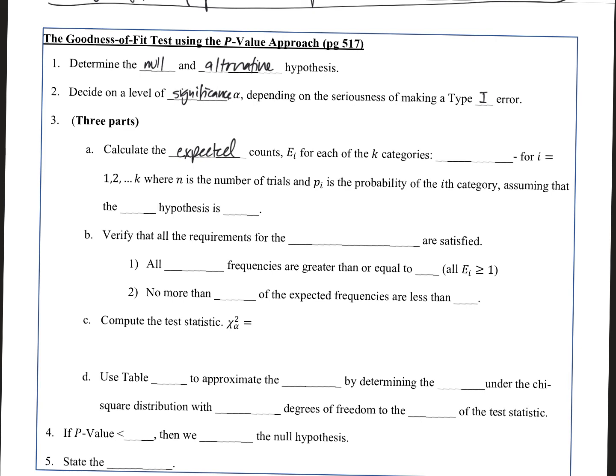And it's the same we had before, E sub i equals n times p sub i for i equal to 1 through k, where n is the number of trials, and p sub i is the probability of the ith category. Once again, assuming the null hypothesis is true. And B, verify that all the requirements for the goodness of fit test are satisfied. And 1, all expected frequencies are greater than or equal to 1, and no more than 20% of the expected frequencies are less than 5.